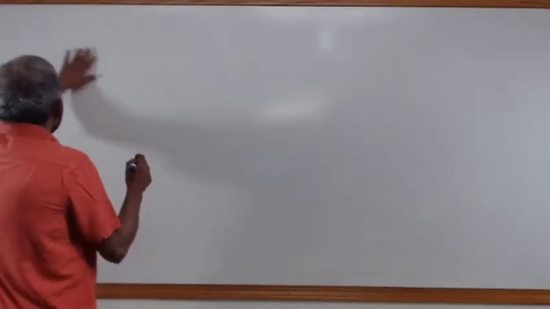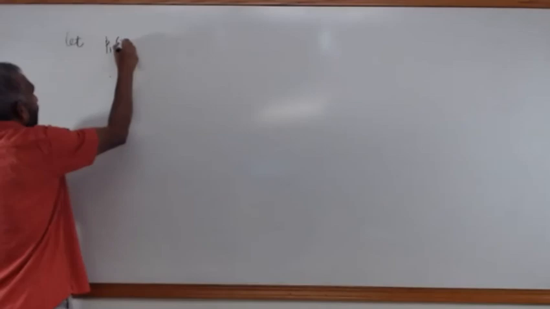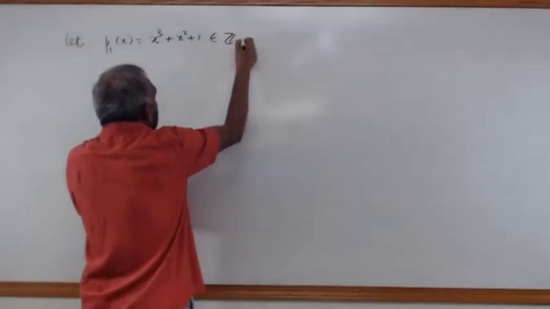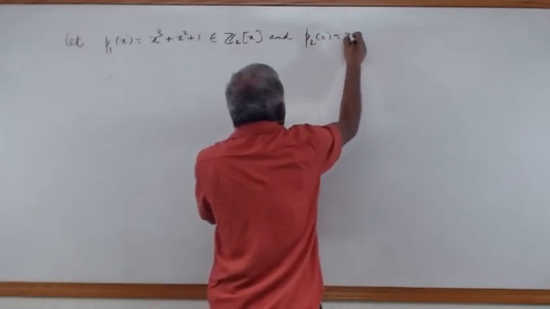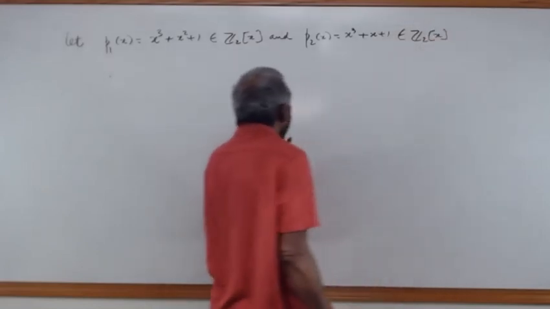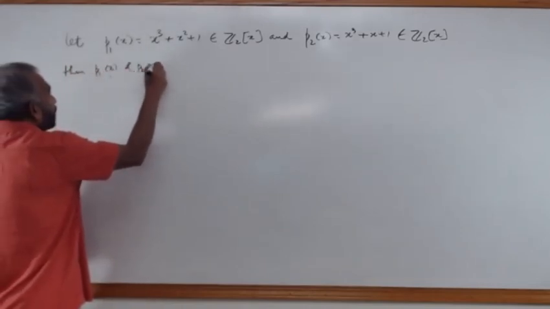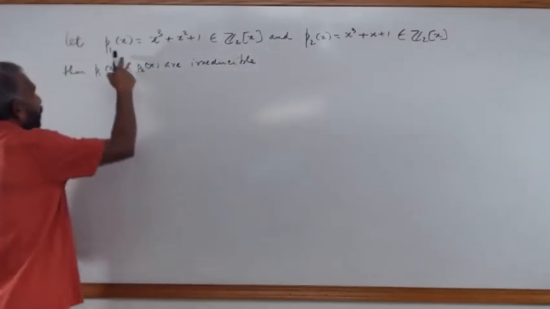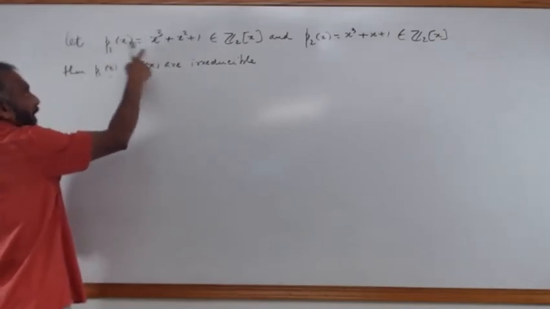Now let us take two polynomials in Z2 of x. Let P1 of x equal to x cube plus x square plus 1 belong to Z2 of x, and P2 of x equal to x cube plus x plus 1, that also belongs to Z2 of x. Then P1 of x and P2 of x are irreducible. Why? Because if you substitute the values 0 and 1, the value of P1 of x cannot be 0.